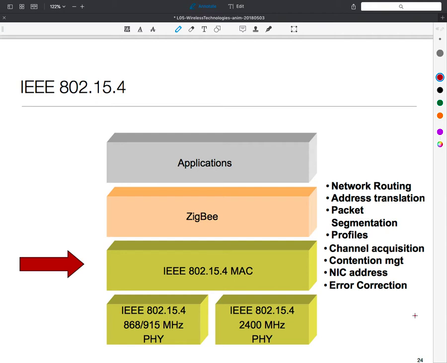This 15.4 works in two different parts of the spectrum. One is the 900 megahertz band, and the other is the 2.4 gigahertz band. Most of the devices that you will find out there work in one or both of these two bands. Anyone knows why? What's special about these bands? Free in what sense? That's your answer too. Not proprietary. It's called the ISM band, Industrial Scientific Medical band. But what exactly does it mean?